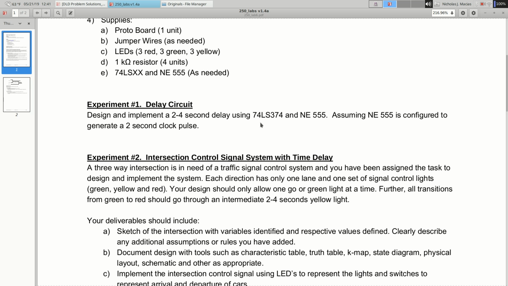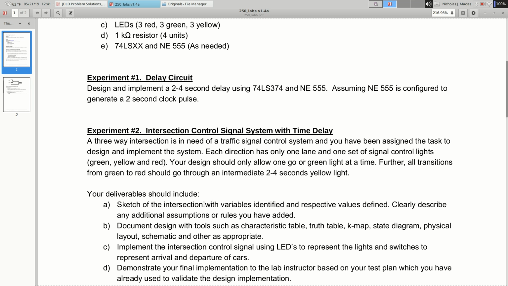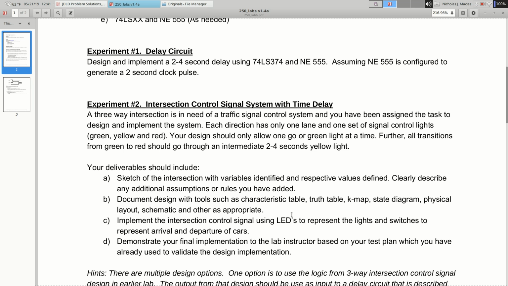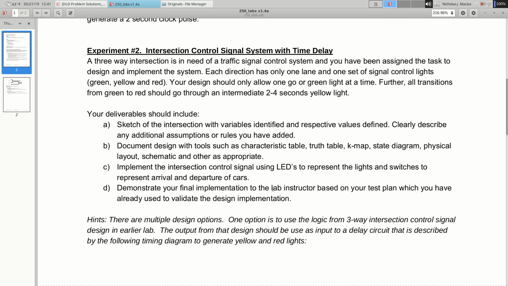And your deliverable: sketch of the intersection, all the usual stuff. System diagram, truth table, K-maps if you simplify, equations, and then the full wiring diagram. It's going to be a big circuit, probably 2 protoboards, okay? But it's going to be a very straightforward circuit if we do a trick, and we're going to talk about the trick. And then make a test plan, demonstrate it, get a sign off on it, put it all together.